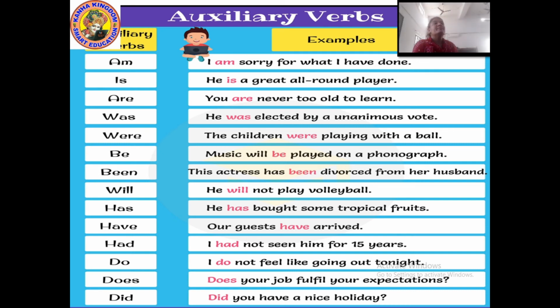Okay. Are, here the auxiliary verb is are. Was: he was elected by a unanimous vote. What is the auxiliary verb here? Was. The children were playing with a ball. Auxiliary verb? Ball. No. Were. Don't get confused.